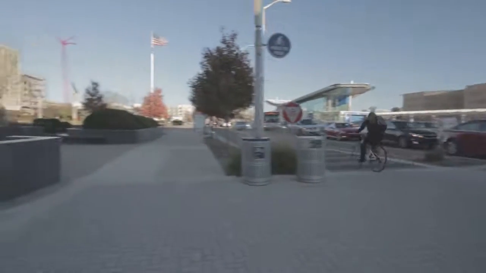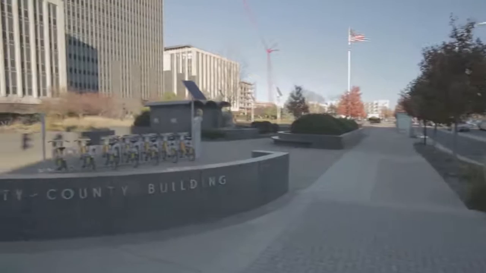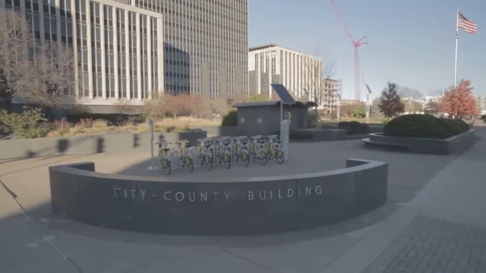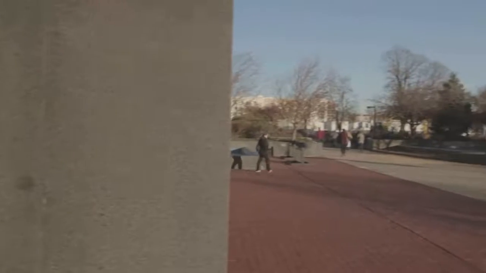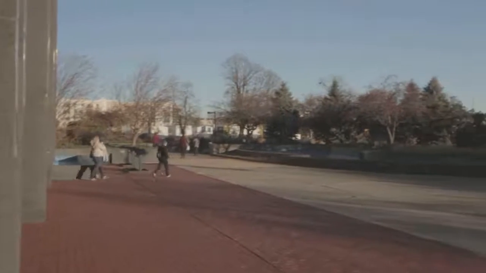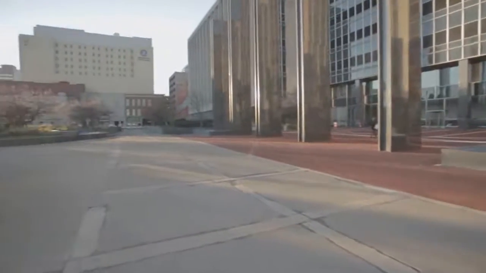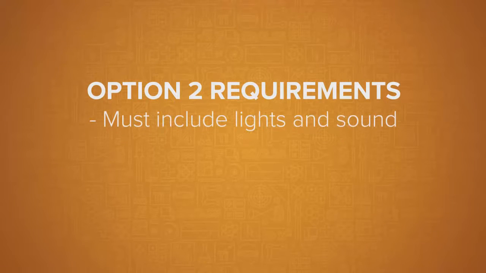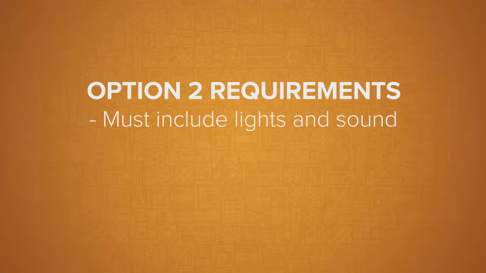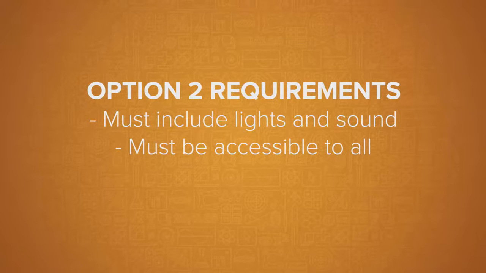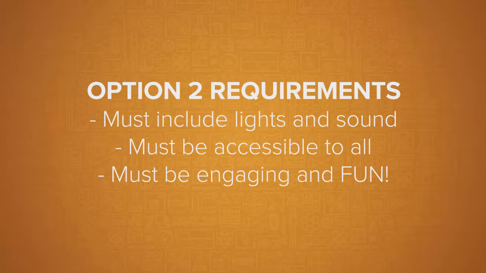Teams that choose the second problem option will improve a community space, such as a library, community center, or a public area of your choice. Your team will design, develop, and program an interactive art display to entertain people. The installation must include lights and sound and possibly movement. The public art display must be accessible to all, engaging, and fun.